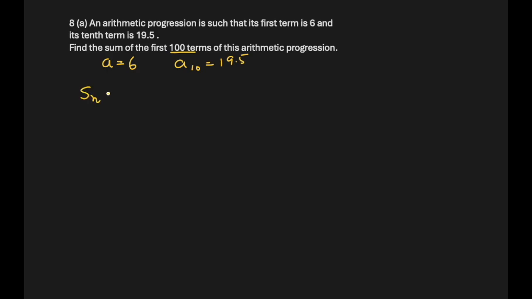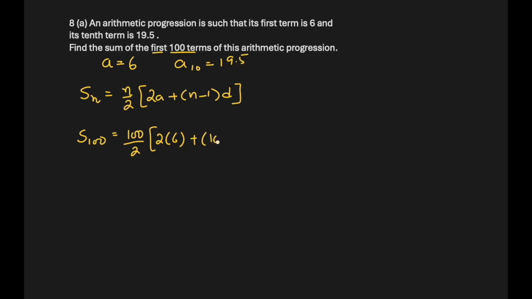So what is the formula for the sum of n terms? Sn is n over 2 times (2a plus (n minus 1) d). So S100 we want, right? First 100 terms, they said. S100 equals 100 divided by 2, times (2 times the first term, 6, plus (100 minus 1) times d). And now d is the problem. We don't know d, so we can find it with the help of this 10th term.